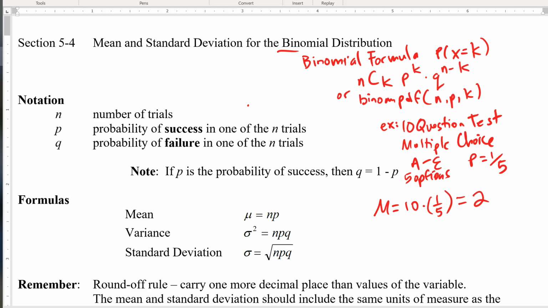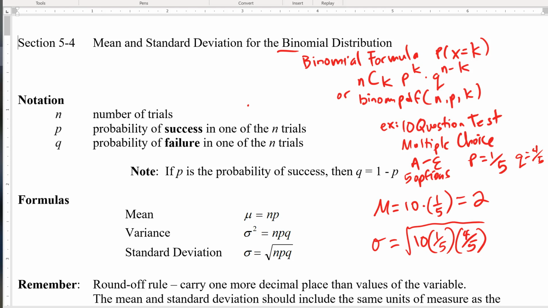The standard deviation is where I take that n times p times q. Well, if the probability of getting one right is 1/5, the probability of getting one wrong is 4/5. Right? The other 4 answers are wrong. Now keep in mind this is not yet the standard deviation, because of all the stuff we do with this, we need to make sure we square root all of that. Okay?